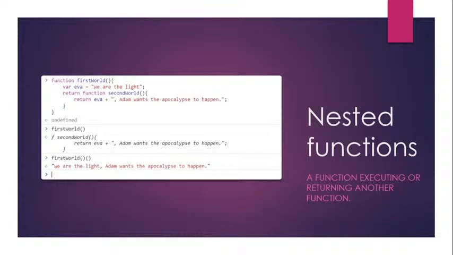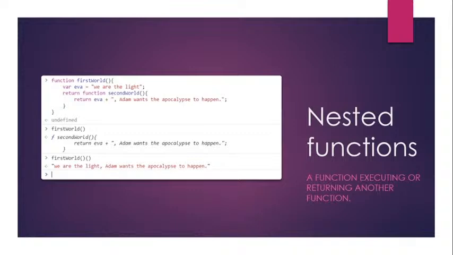As seen, if we execute first world with just one pair of brackets, it returns the complete function of second world. But if we call it with two pairs of brackets, then we get the value of eva concatenated with Adam wants the apocalypse to happen. So it's observable that the function does not necessarily need to be named, but it's always good to name your inner functions to debug any problem you might have.